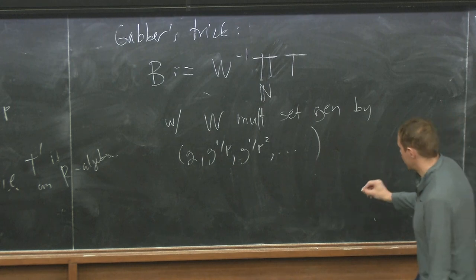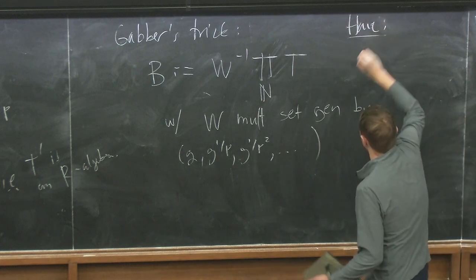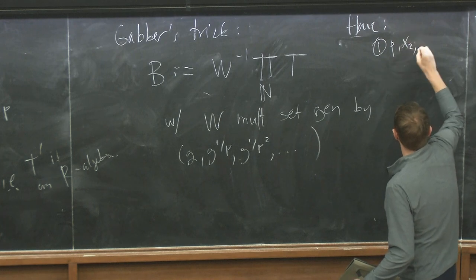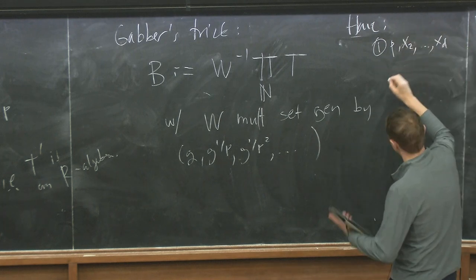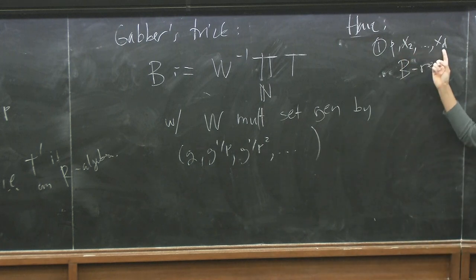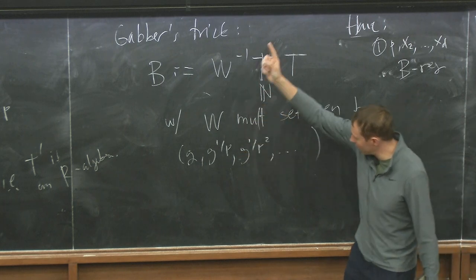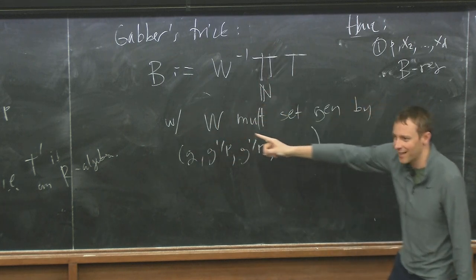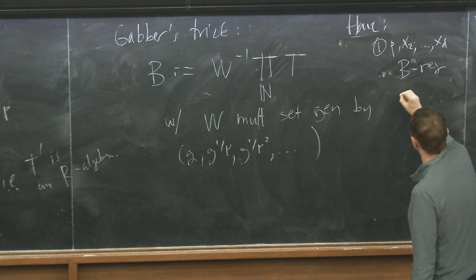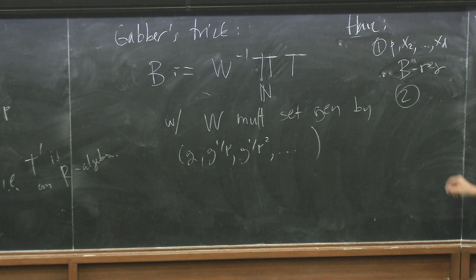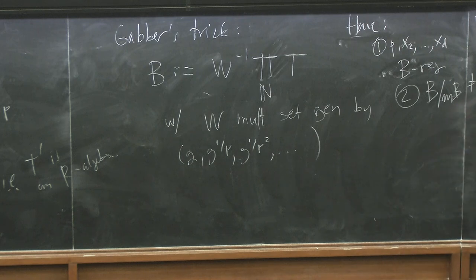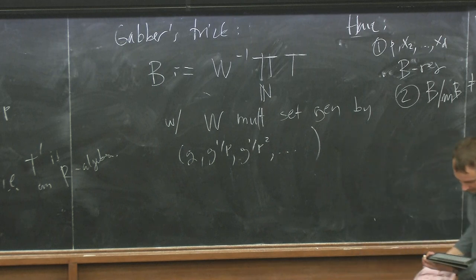All right, and at this point we can check, one, p, x2 up to xd were a G-almost regular sequence before, and the point of this trick is that it takes things that are almost true and forces them to be true on the nose. So in fact, these are an honest regular sequence now on B. And two, it's still proper, so I didn't kill everything.